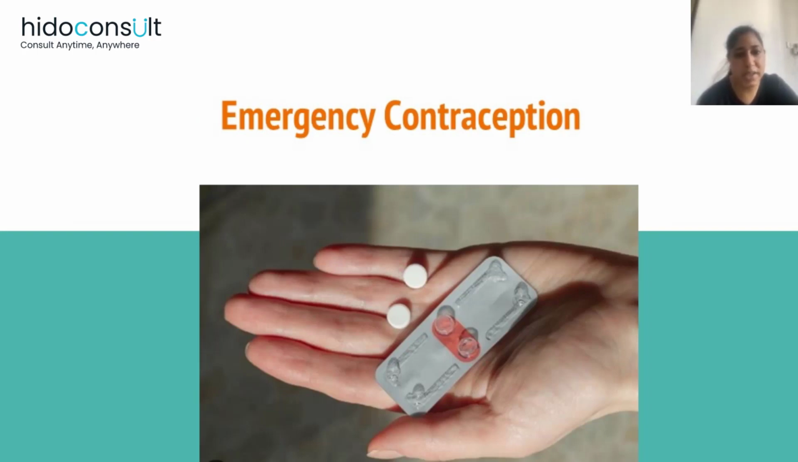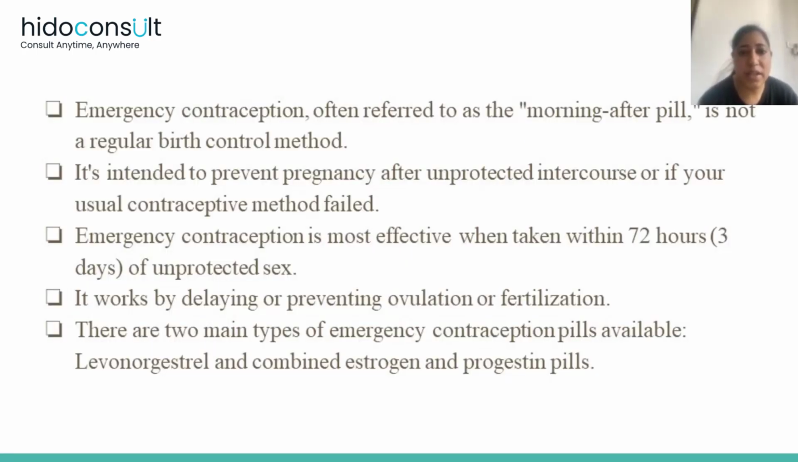Now talking about emergency contraceptives. Emergency contraception refers to the morning after pills. It's not a regular birth control method. It is intended to prevent pregnancy after unprotected intercourse or if your usual contraceptive method fails. Emergency contraception is most effective when taken within 72 hours, that is 3 days, of unprotected sex. It works by delaying or preventing ovulation or fertilization. There are two types of emergency contraceptive pills available.